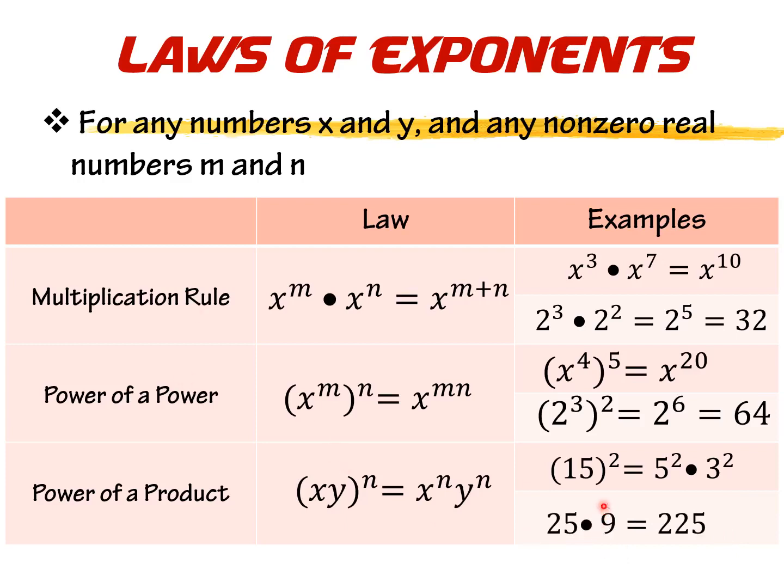Or you can simply find the square of 15. But since this is a number, we just apply the rule by taking the factors of 15. But if it is a variable, you simply do the rule here. Okay? I hope that is clear.